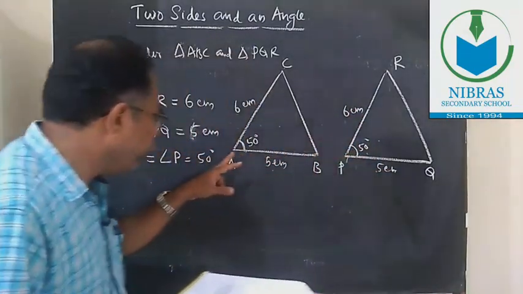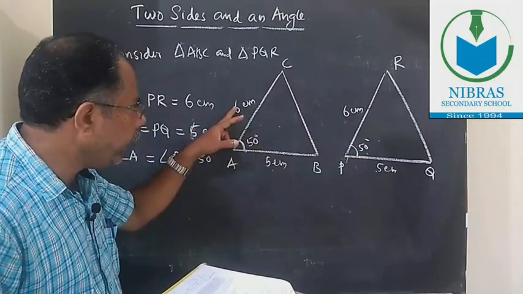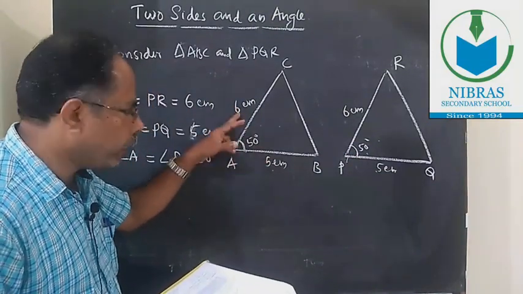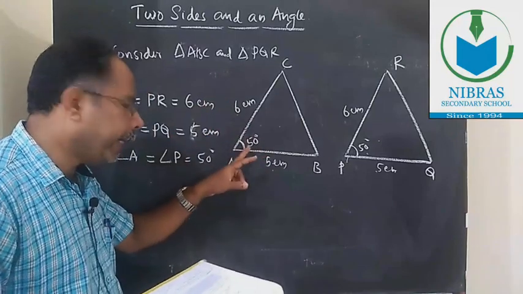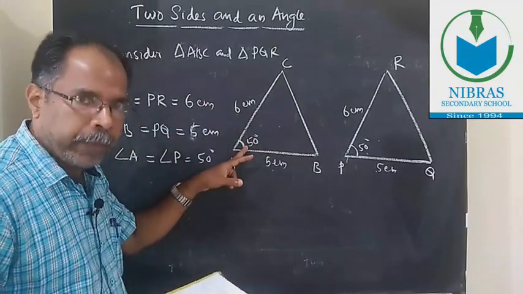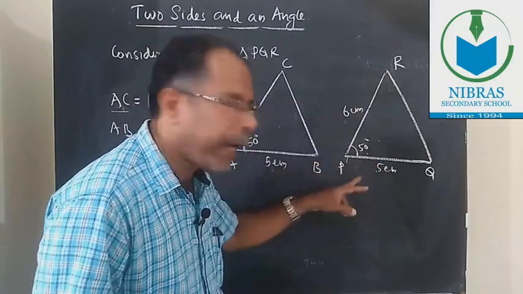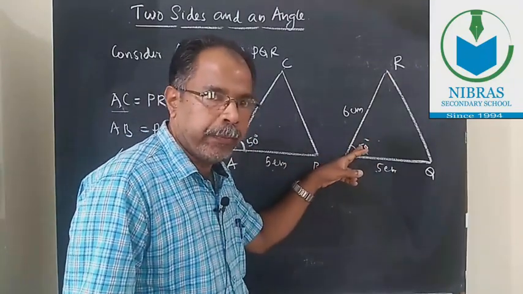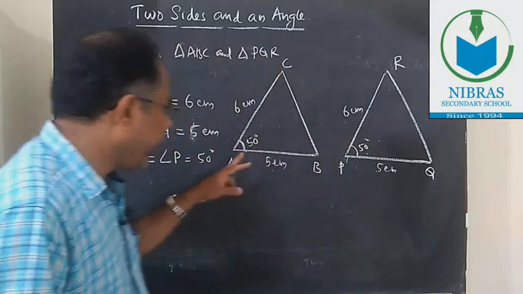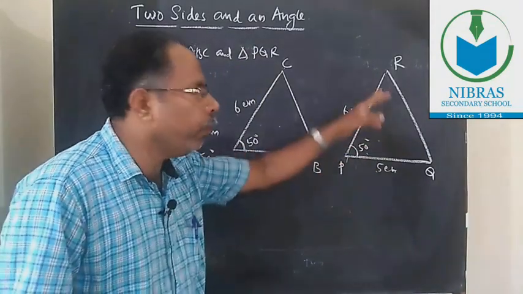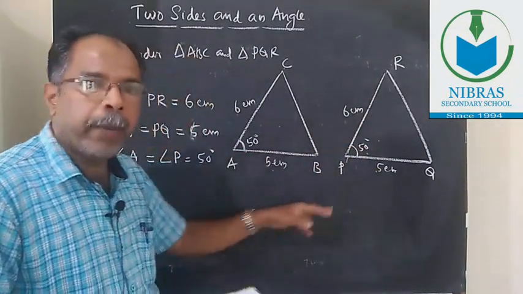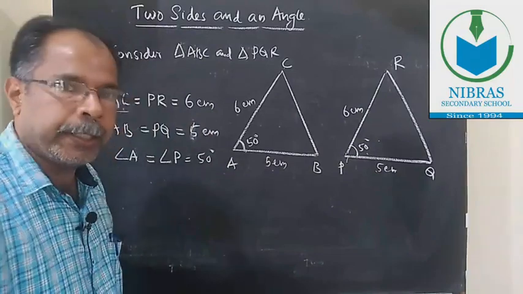Once again, the two sides of triangle ABC and the angle between them are equal to the two sides of triangle PQR and the angle between them. Therefore, the two triangles ABC and PQR are equal by SAS condition.